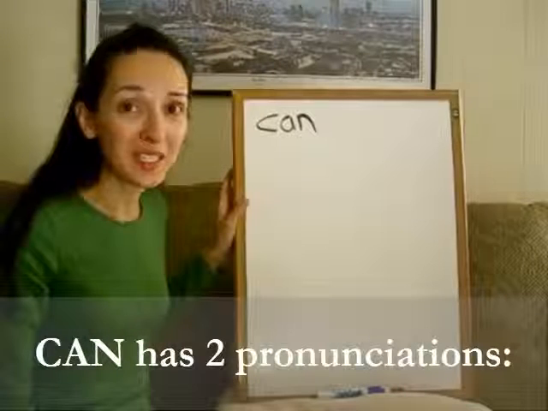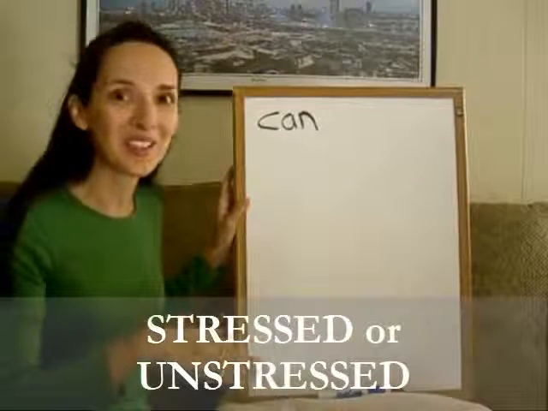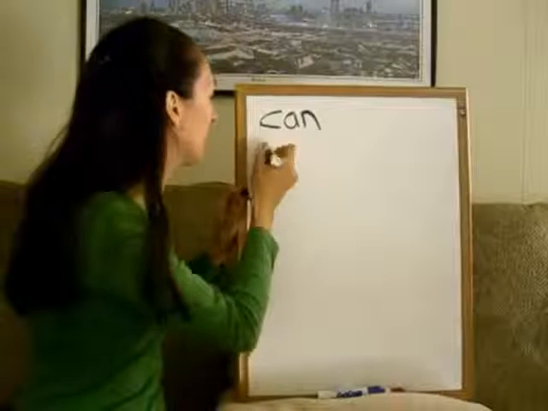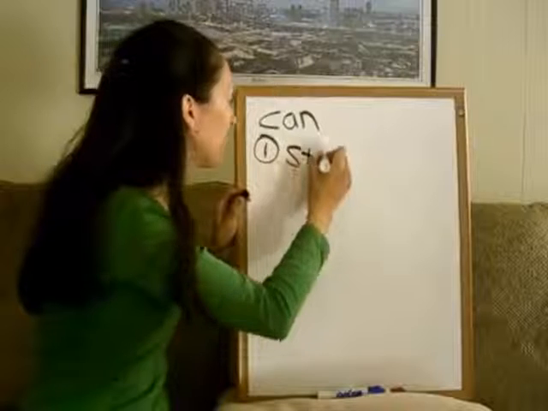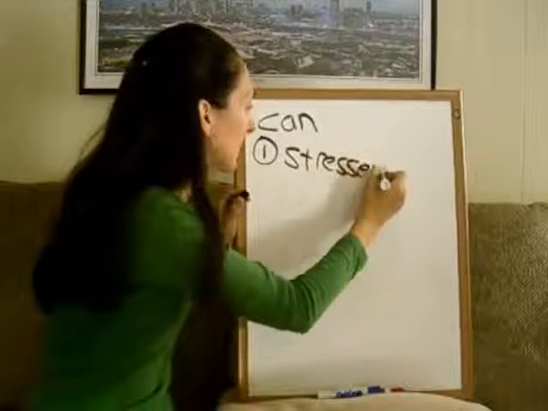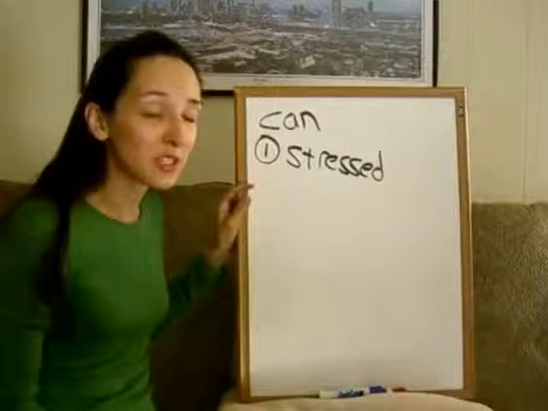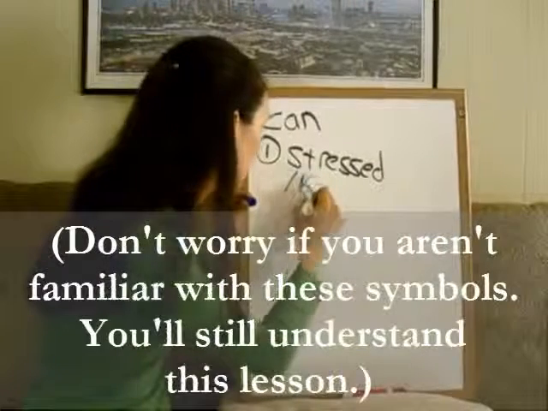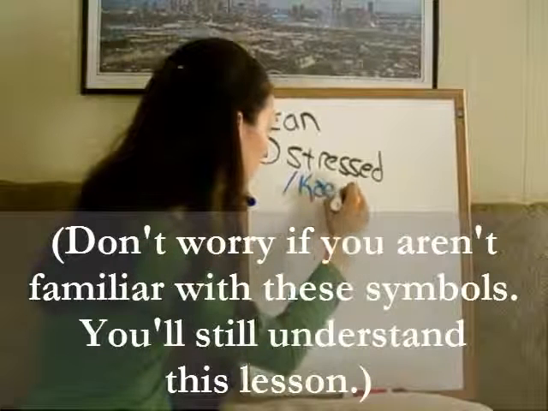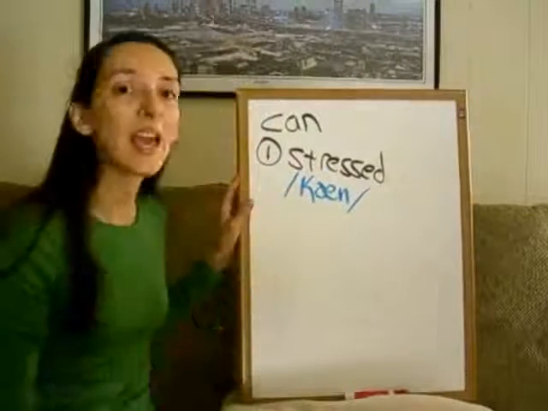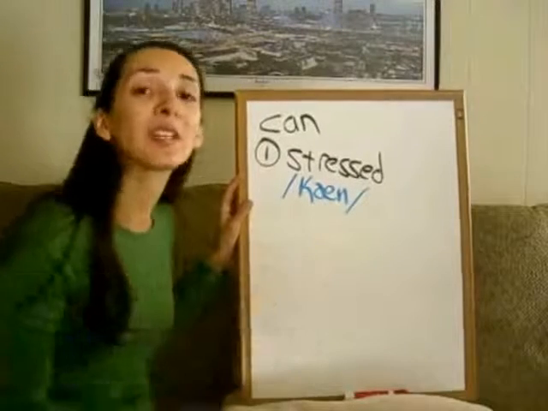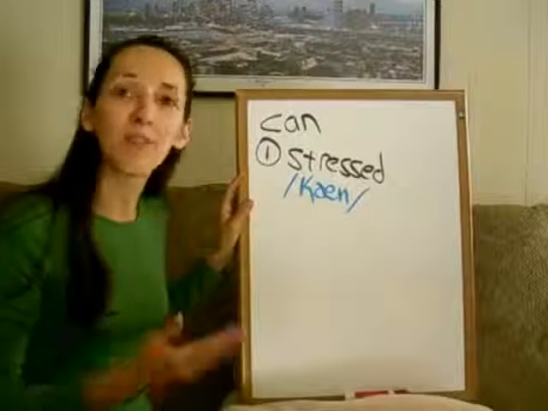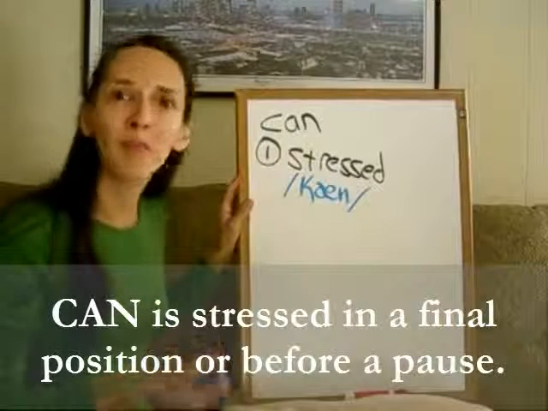There are two ways we can say this word, stressed or unstressed. Let's first look at the pronunciation when can is stressed. The phonetic transcription looks like this. As a stressed word, the vowel sound is going to be long and strong. We'll stress can when it's in a final position or when it's before a pause.